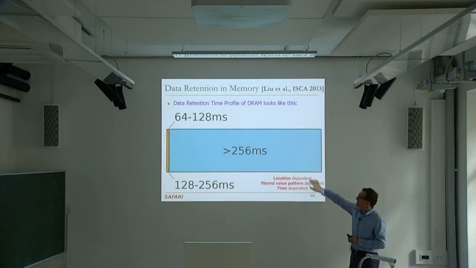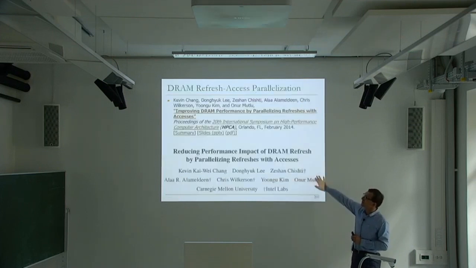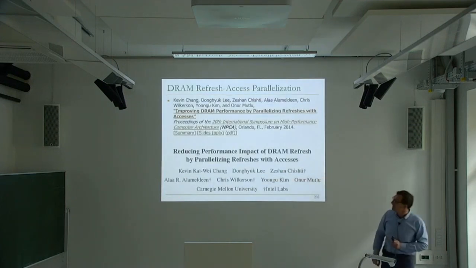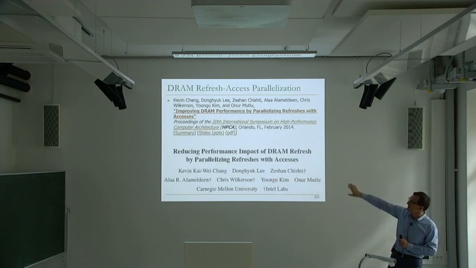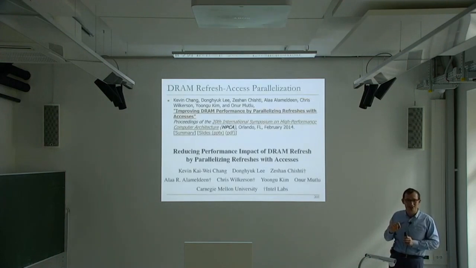The difficulty is this is dependent on the location of the cell. This is dependent on the value pattern that is stored in the cell and the cells around it. And the retention times also depend on time, the quantum-like effects that I said that happen randomly. So how do you actually make that idea work given all of this is the tough part. Of course, there's a lot of other work on parallelizing refresh with the accesses, which I'm not going to cover. And this is a really good time to stop, I think.